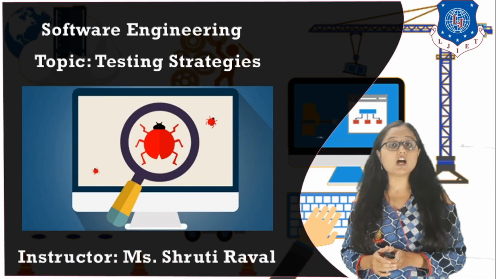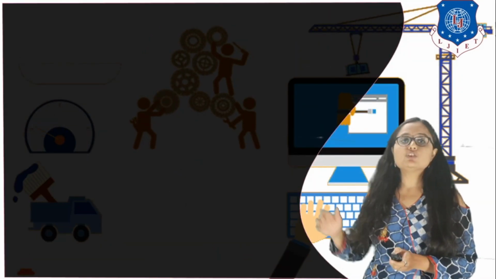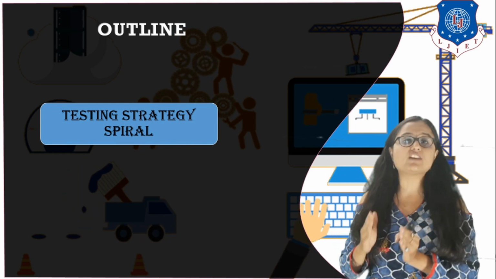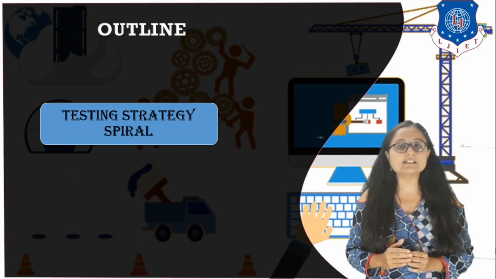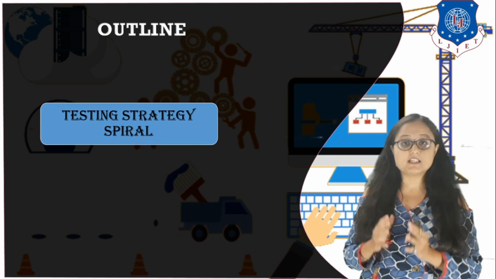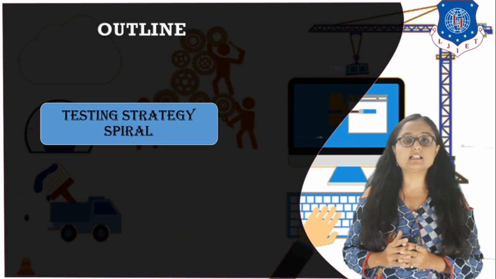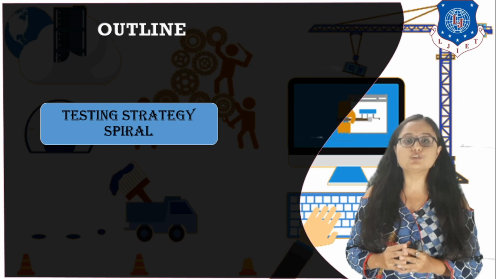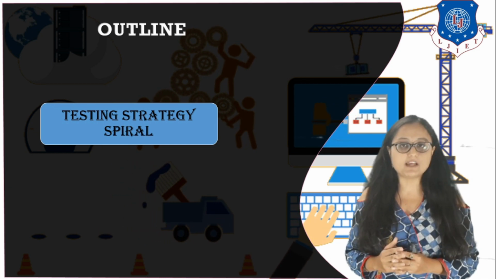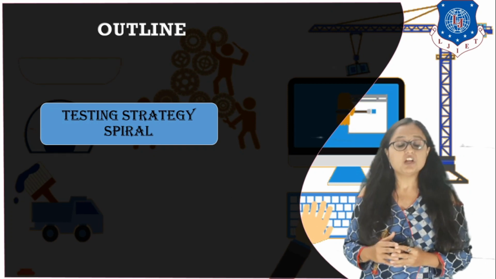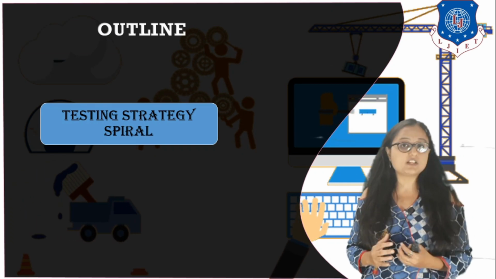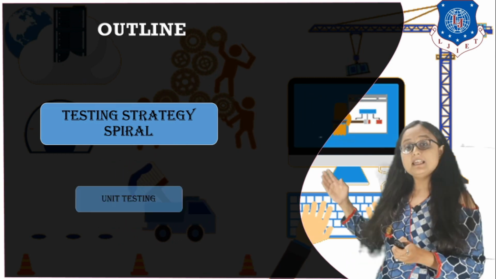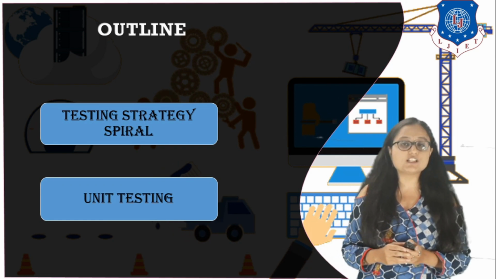So let us start with the outline of today's lecture. The first thing that we will be studying in today's lecture is the testing strategy spiral. Now what do you mean by testing strategy spiral? While we were discussing the testing plan in the previous lecture, we had discussed that it is necessary to decide what sort of testing type we are going to use while doing the testing activity, right? So in testing strategy spiral, we will see what are the different types of testing that can be performed during your testing activity, right? The next thing that we are going to see in today's lecture is unit testing.